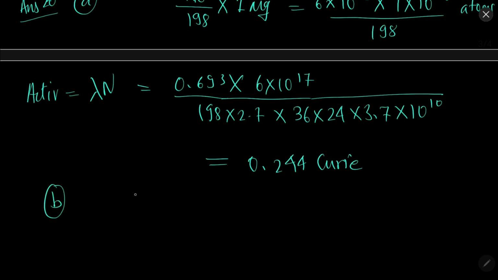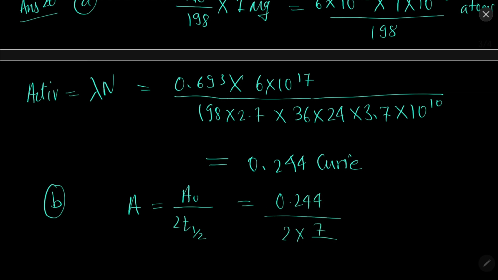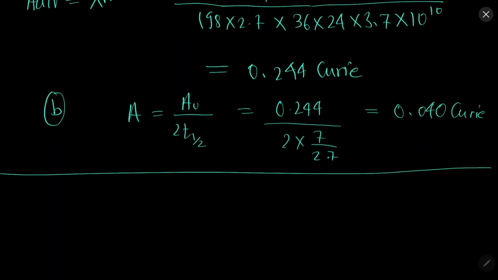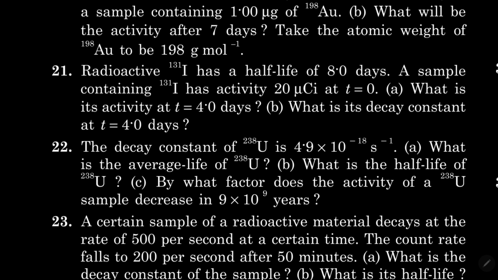B part, A will be A naught by 2 to the power t over t half, so 0.244, 2 to the power 7 by 0.7, 2.7, 0.040 curie. In question 21, what is the activity at t equal to 4 days and what is the decay constant?